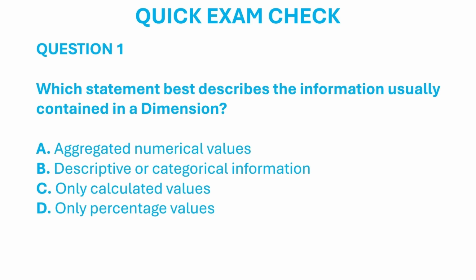Now, let's check our understanding with three quick exam style questions. Question 1: which statement best describes the information usually contained in a dimension? Take a moment and pause the video to choose your answer. The correct answer is B: descriptive or categorical information. Dimensions generally describe, identify, classify, or organize the data.